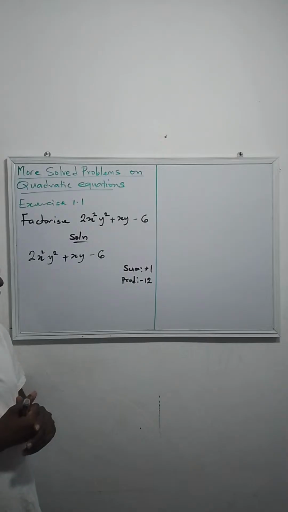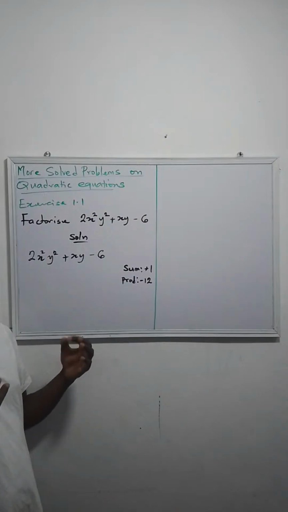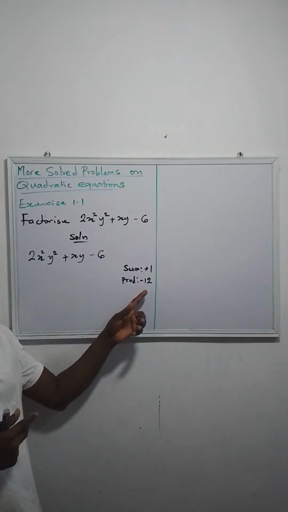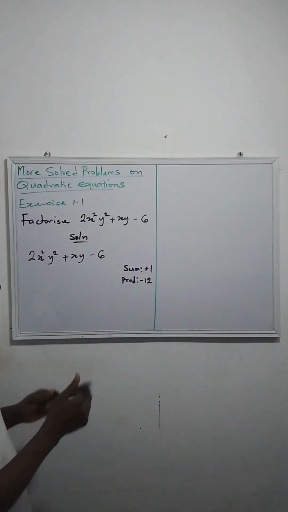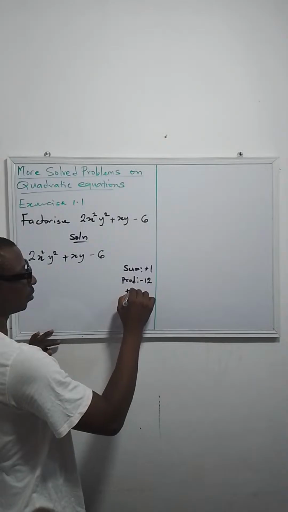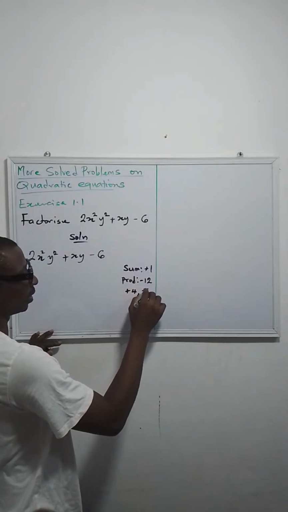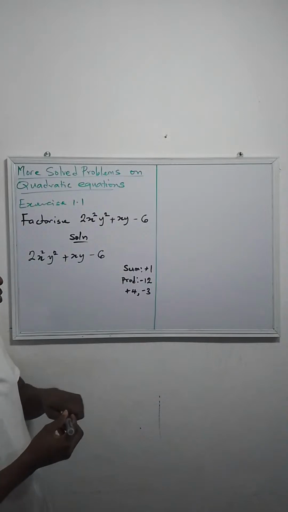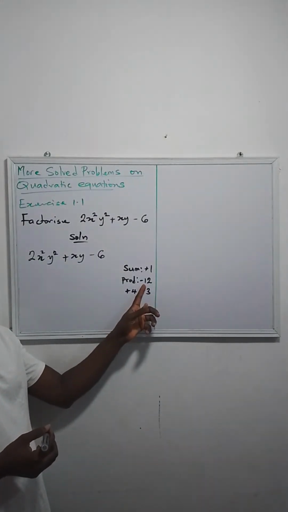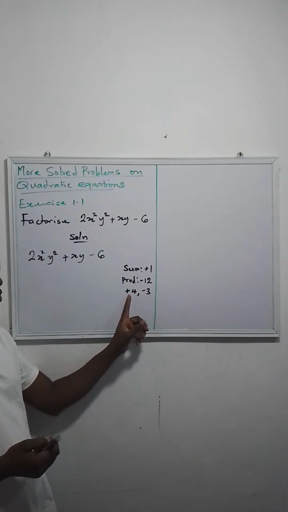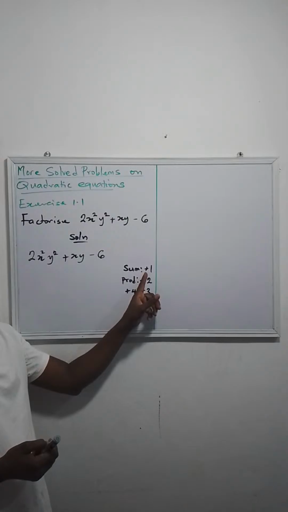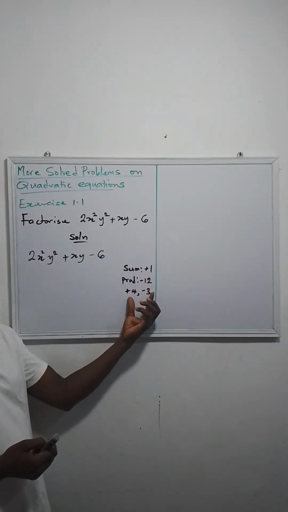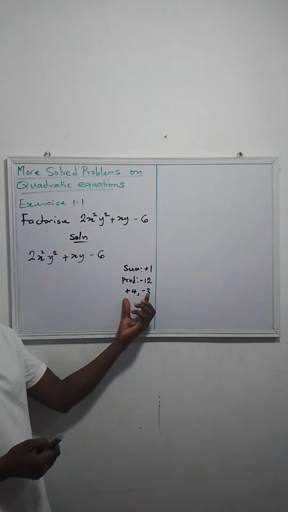Among all these numbers listed, you look for two numbers whose multiplication gives us negative 12 and whose addition gives us plus 1. So what are the two numbers? We have plus 4 and negative 3. These two numbers are factors of negative 12. When you multiply these two together, you have negative 12. When you add these together, you have positive 1. So the two numbers are positive 4 and negative 3.